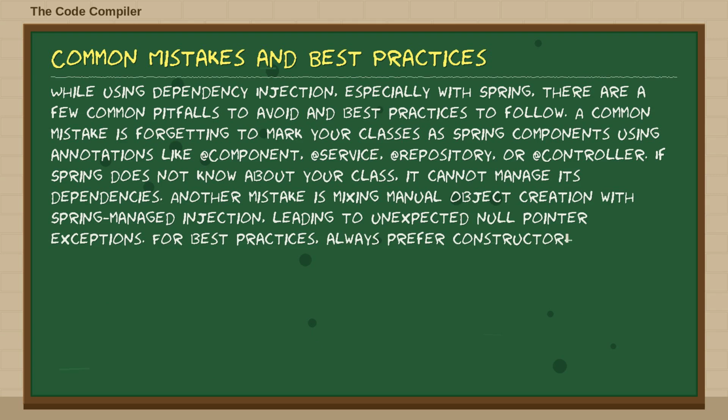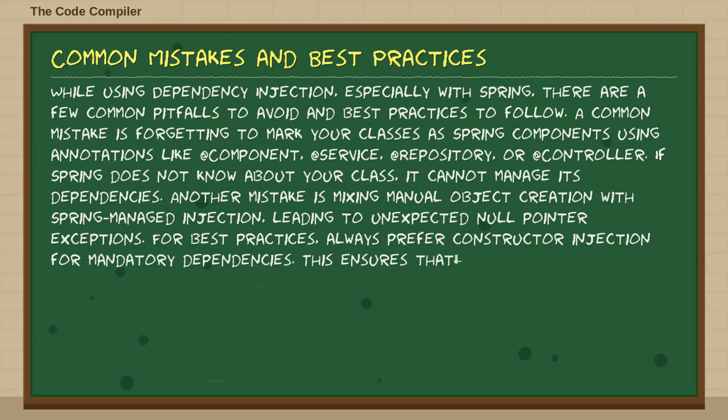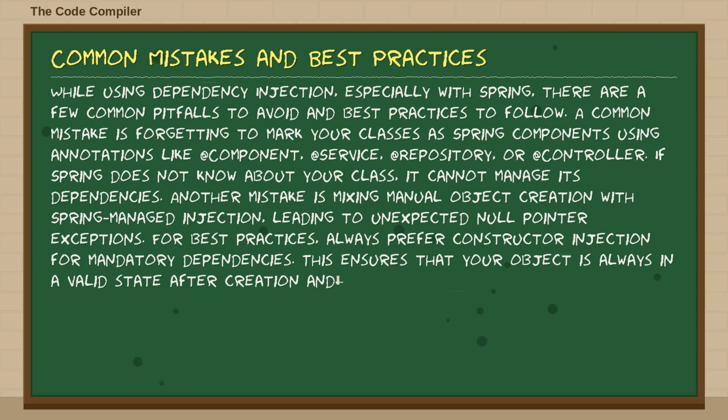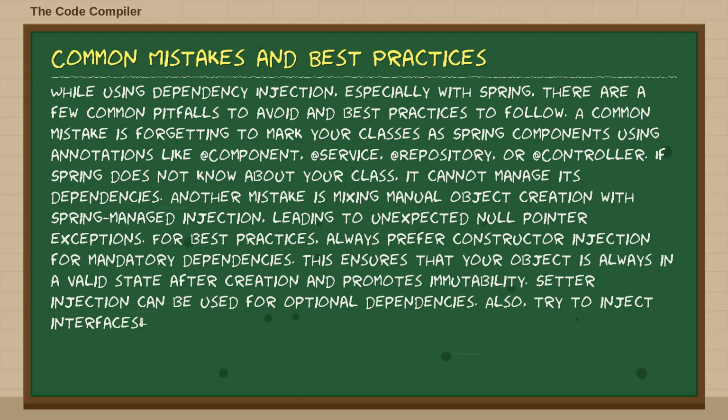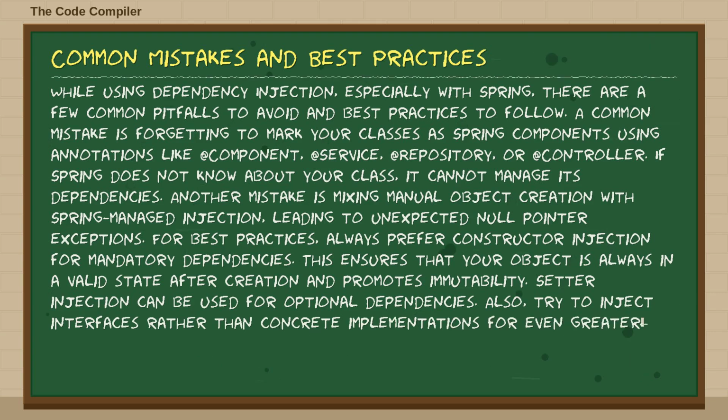For best practices, always prefer constructor injection for mandatory dependencies. This ensures that your object is always in a valid state after creation and promotes immutability. Setter injection can be used for optional dependencies. Also, try to inject interfaces rather than concrete implementations for even greater flexibility and easier testing.